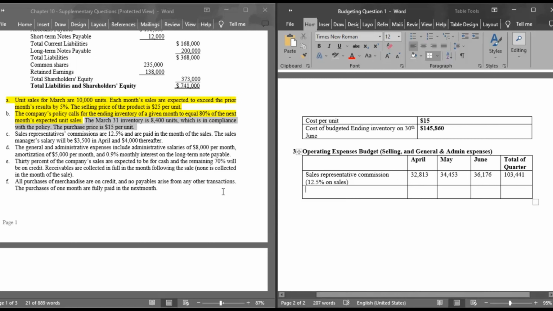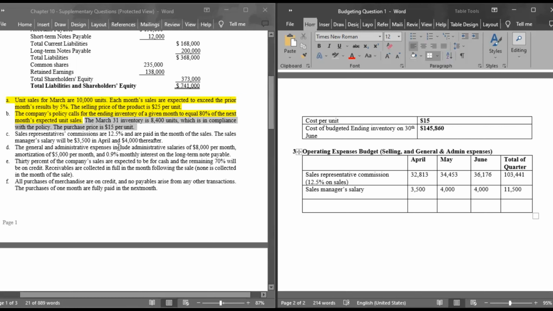Okay. Next, the next information he is providing: the sales manager's salary will be $3,500 in April and 4,000 thereafter. So the next expense we need to budget is the sales manager's salary. In April, the salary will be 3,500, but after that the salary of the sales manager will increase to 4,000. So for the quarter, it will be 11,500.